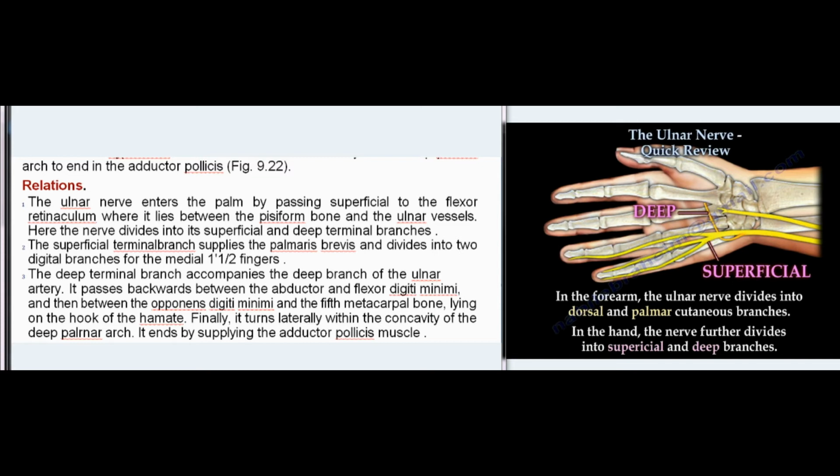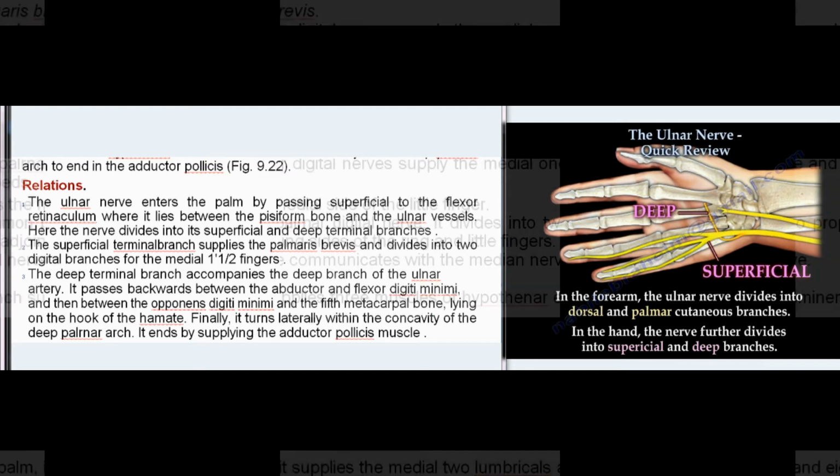It passes backwards between the abductor and flexor digiti minimi, and then between the opponens digiti minimi and the fifth metacarpal bone, lying on the hook of the hamate. Finally, it turns laterally within the concavity of the deep palmar arch. It ends by supplying the adductor pollicis muscle.